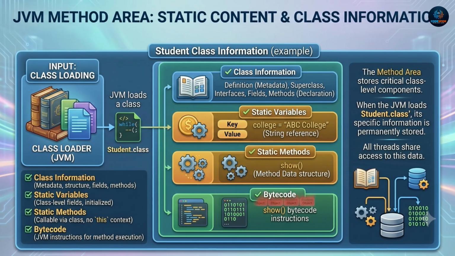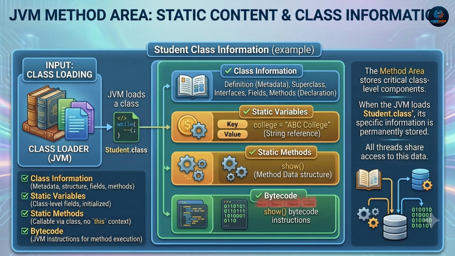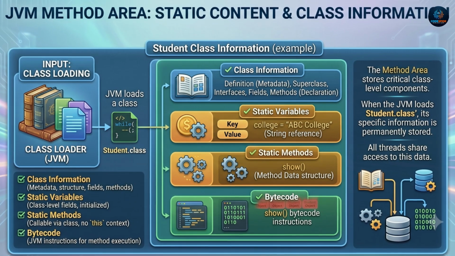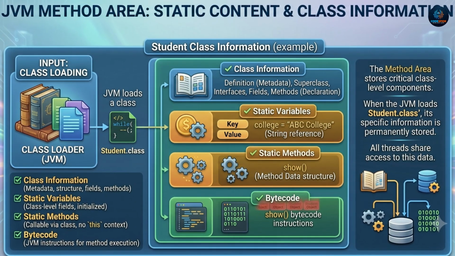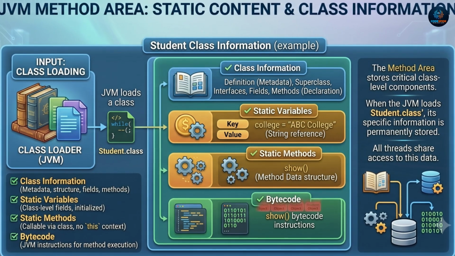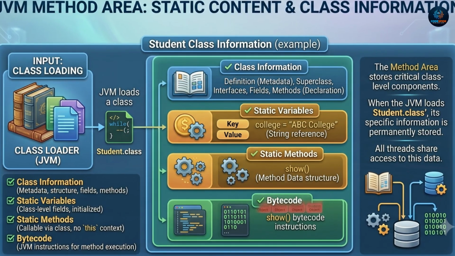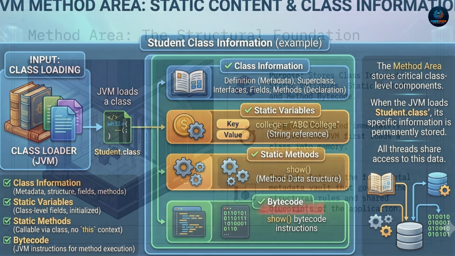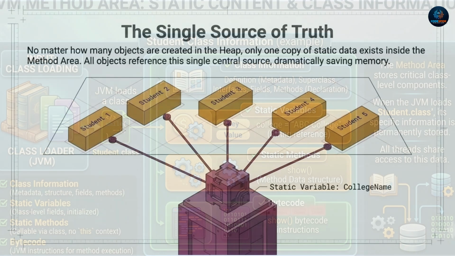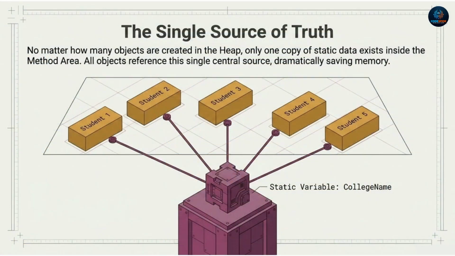Suppose we take an example: class Student, a static string, and another show method, then inside the show method we want to print a message. So the method area here stores the Student class, college equals ABC College, then the show method, then bytecode. So this is the main principle. The single source of truth is here. No matter how many objects are created in the heap memory, only one copy of static data exists inside the method area. All objects reference this single central source, which dramatically saves memory.